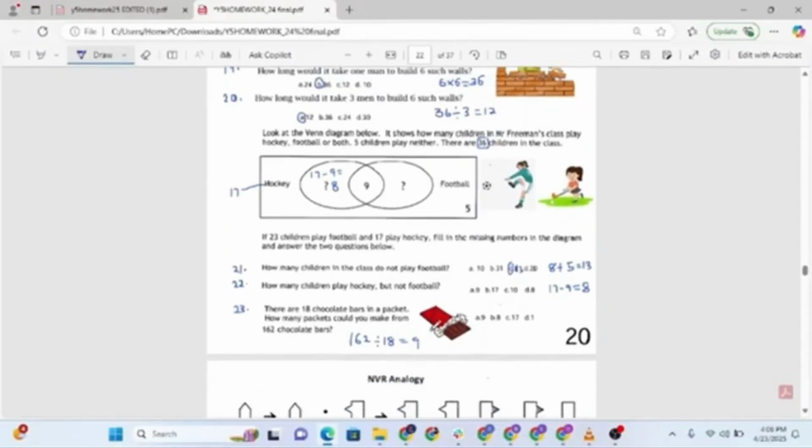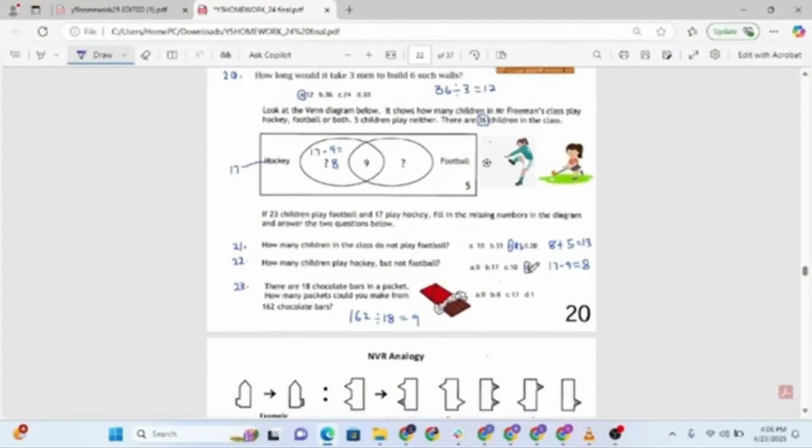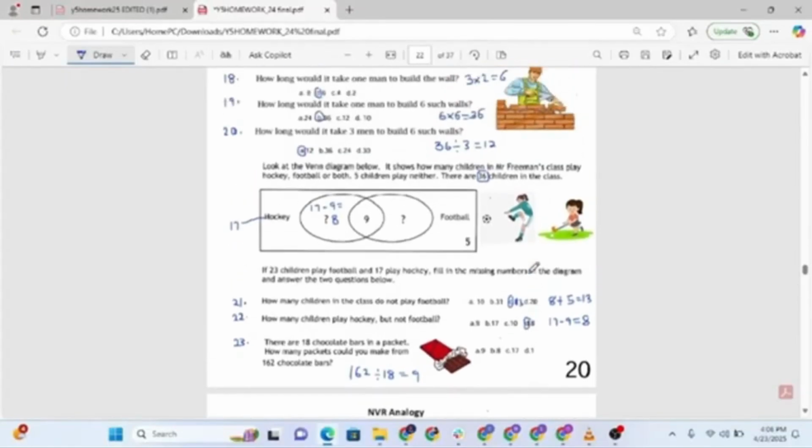Question 22. How many children play hockey but not football? Let us work it out. 17 children play hockey in total. 9 children play both hockey and football. So 17 minus 9 equals 8. 8 children play hockey but not football. The correct answer is option D. Option D is 8.